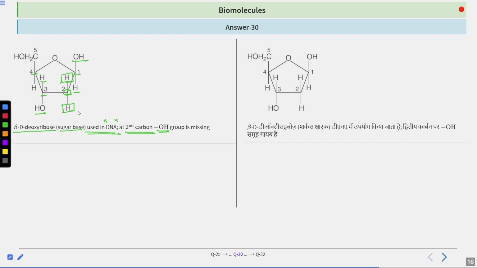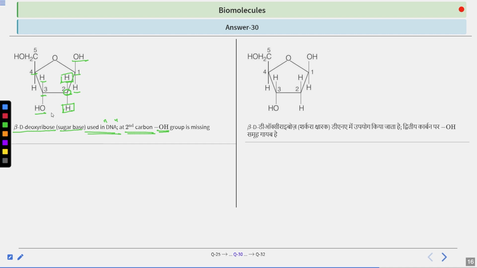absence of OH group. So we have asked at which carbon the presence or absence of OH group affects or differentiates between the DNA and RNA structure, right? So that is the second carbon. So at the second carbon, the presence and absence of OH group differentiate the RNA and the DNA structure.